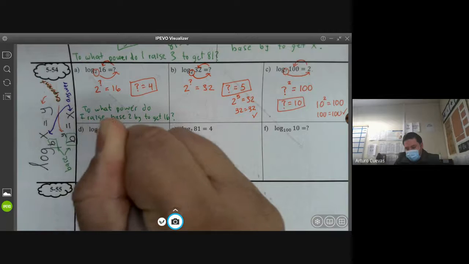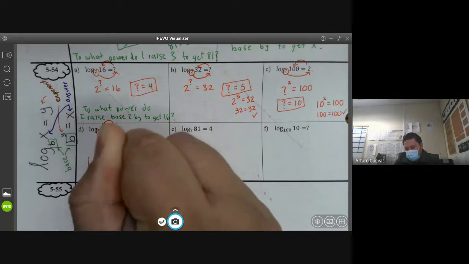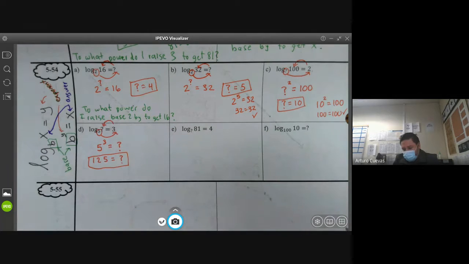125 equals question mark. So that is our answer. Okay, let's do the next one.